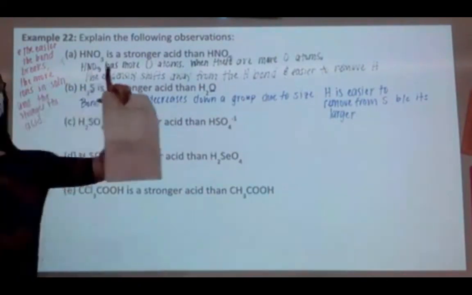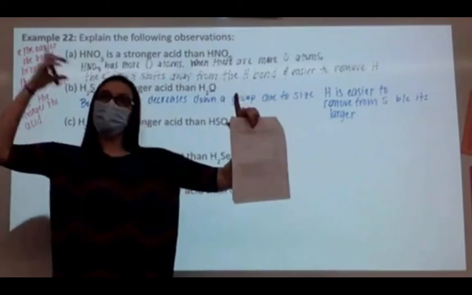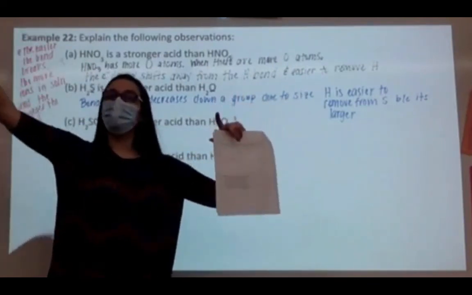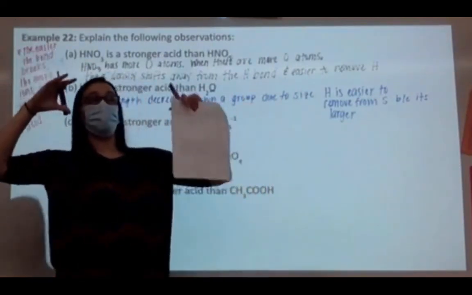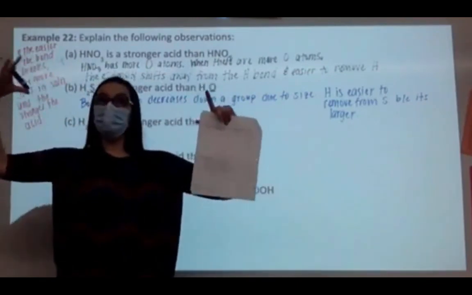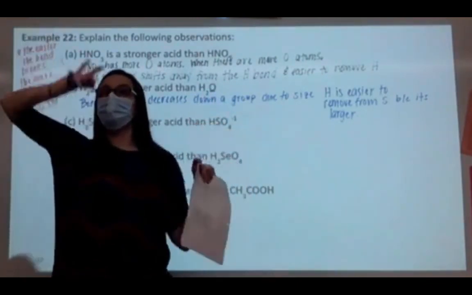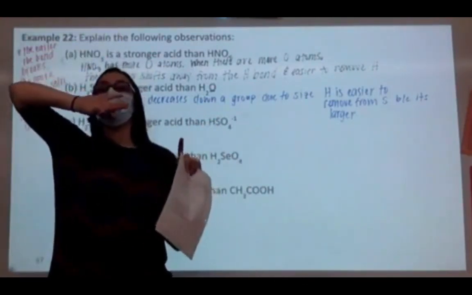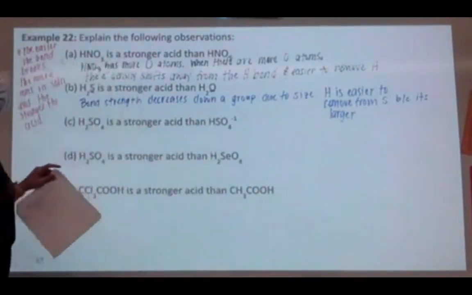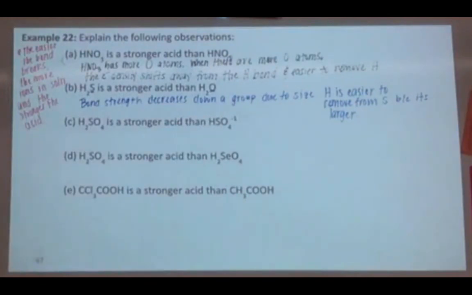Because sulfur is larger, the nucleus of sulfur cannot attract the hydrogen as much as the oxygen. So the bigger the atom, the harder it is for it to hold on to the hydrogen, and the easier the hydrogen gets removed, the stronger the acid.